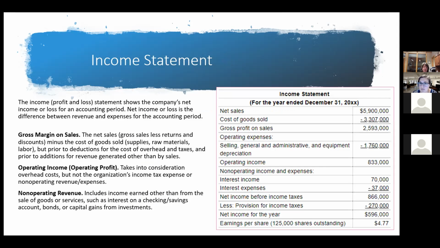So the income statement is the other piece of the balance sheet, and it's for a period of time. So typically a month, quarter, or year, and it lets you know how your company is doing financially. You've got your revenue minus your expenses, and it'll let you know your net income per year.